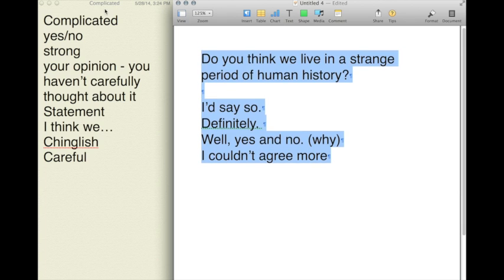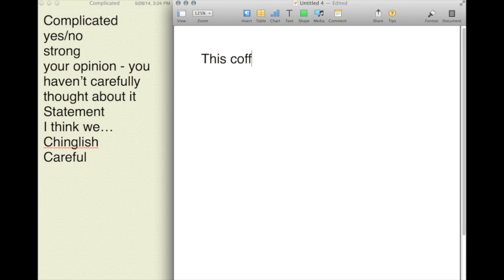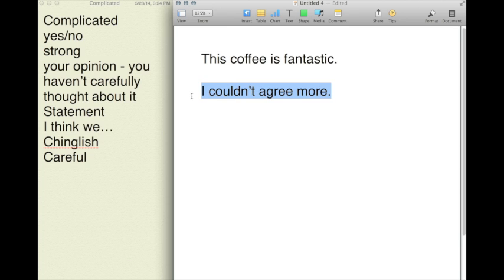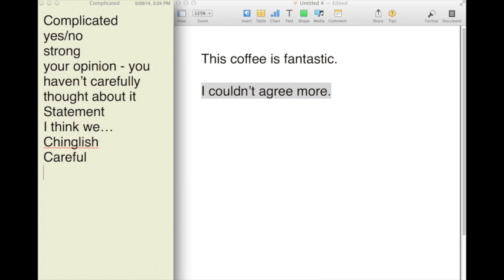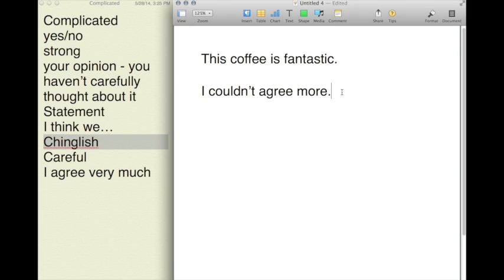Okay, so let me give you another sentence. This coffee is fantastic. We could say, I couldn't agree more. That means very yes, right? I agree very much. But again, it's a little bit now a Chinglish phrase, and so I would avoid using it.